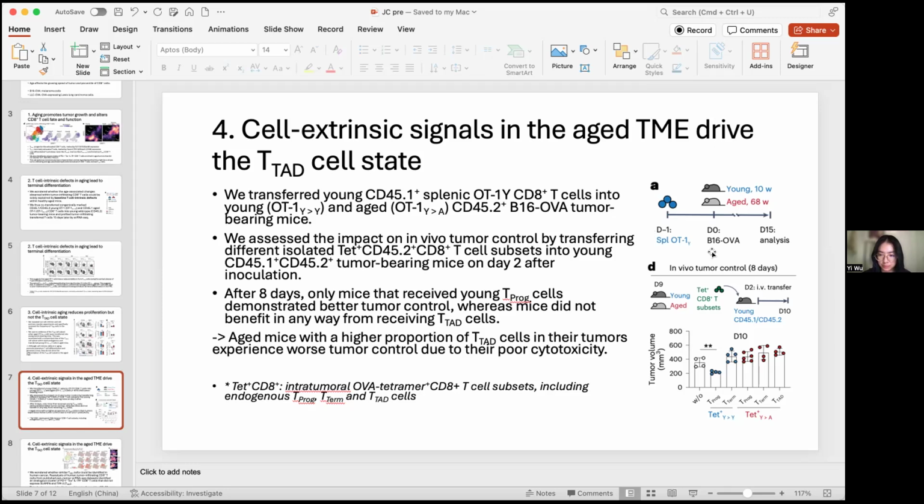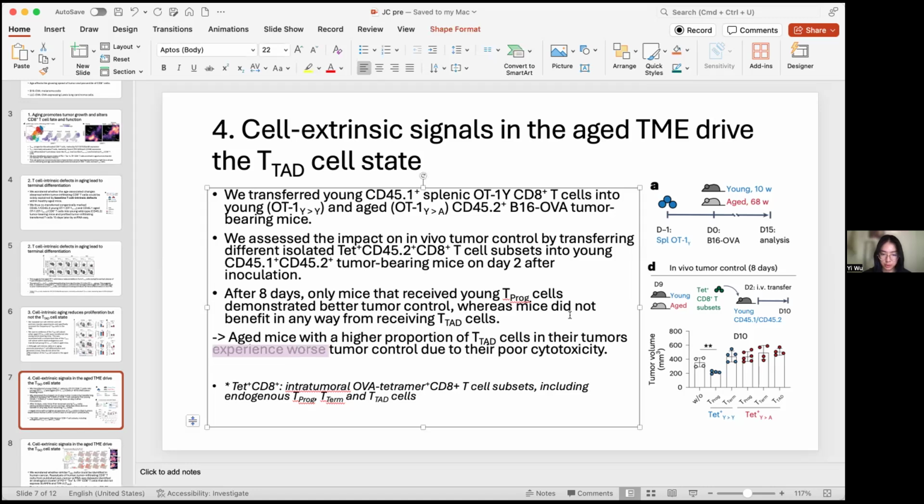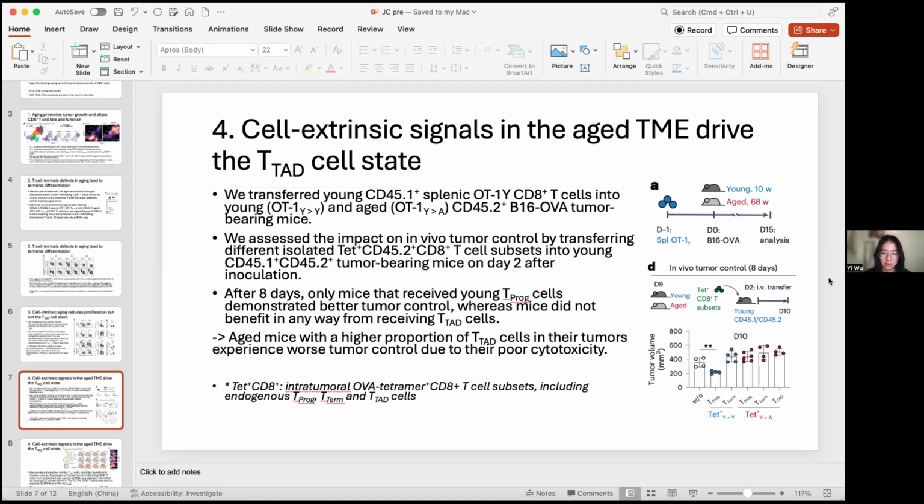So yeah, this is really complicated, so I'm just going to read out the conclusion. Aged mice have a higher proportion of T-TAT cells in their tumors, and they experienced worse tumor control due to their poor cytotoxicity. Actually, only the mice that get T progenitor-like cells have somewhat better control of the tumor, and all the other T cells are not helping.